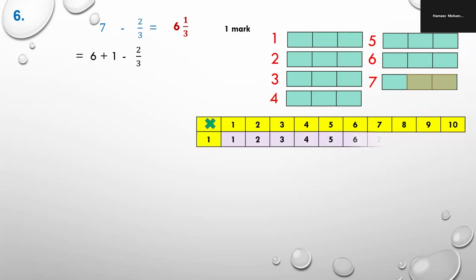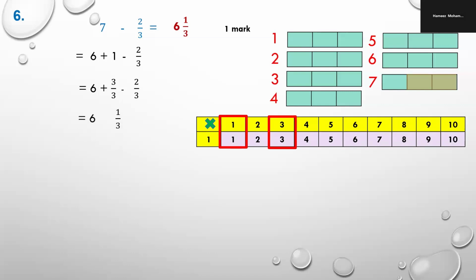1 times 1 is 1, 1 times 2 is 2, 1 times 3 is 3, and so forth. So we have 1 whole. 1 whole is 1 over 1. That's the same as 3 over 3. That's what our multiplication table says when we slide it down. So we can replace 6 plus 1 minus 2/3 by 6 plus 3/3 minus 2/3. And 3/3 minus 2/3 will be 1/3. So the answer is also given as 6 plus 1/3, or 6 1/3.